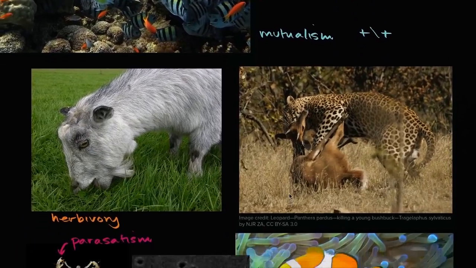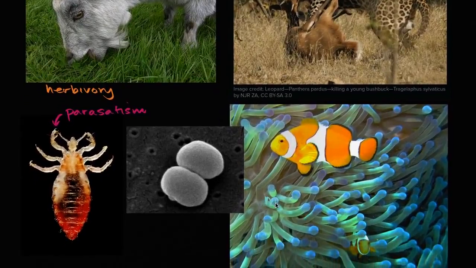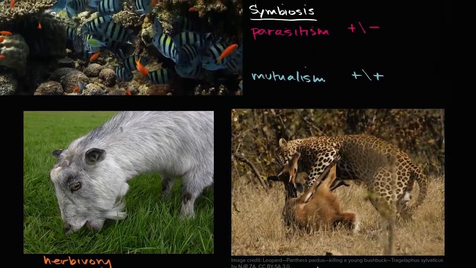They don't have to just be animals. This is an example of mutualism right here, where you have a clownfish living within a sea anemone. The sea anemone is providing the clownfish shelter, while the clownfish is keeping away other fish that might eat that sea anemone. So they are both benefiting from that interaction, and so that is mutualism.